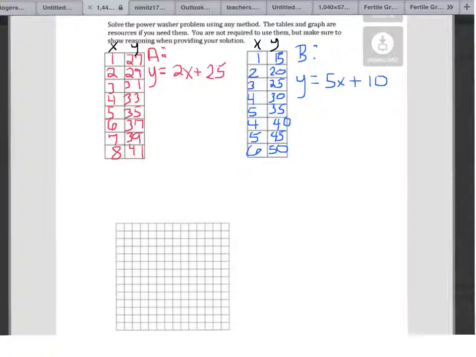In the power washer problem, I use it as a think, pair, share activity where students thought on their own for 3 minutes and then worked with a partner for 7 minutes. And then we shared out solutions and I presented a different type of method for about 10 minutes.